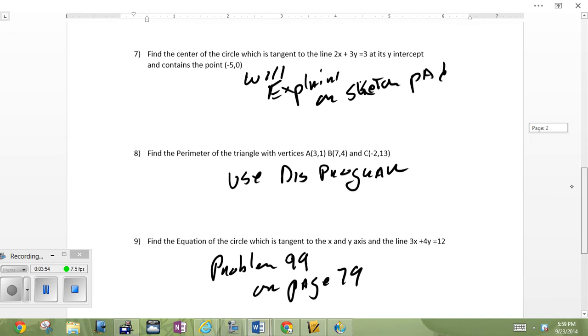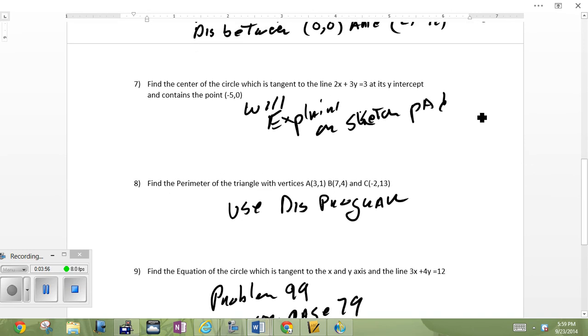7, 8, 7, we might want to look at that in the sketch, so I'll come back to that, okay? Number 8, the perimeter of a triangle, that's purely distance, you know. If you're doing that with the calculated distance formula from AB, plus distance from BC, and then plus the distance from A to C. And that's all calculator stuff, okay?